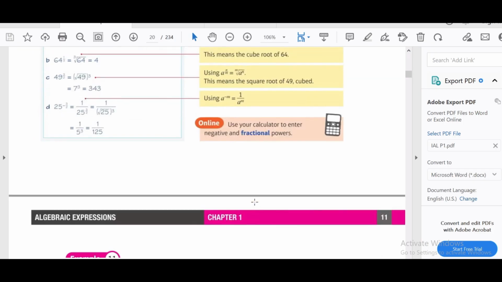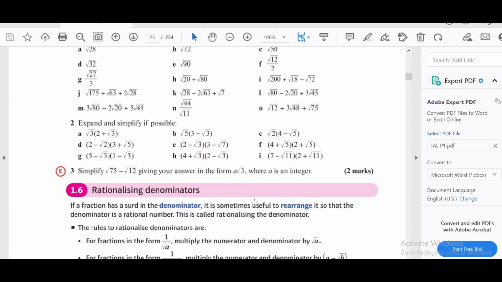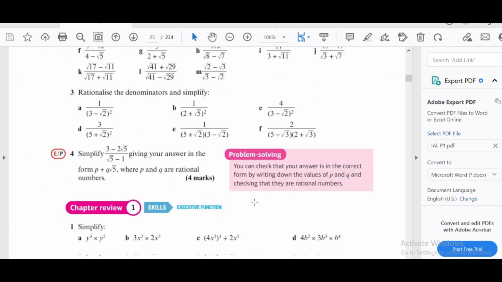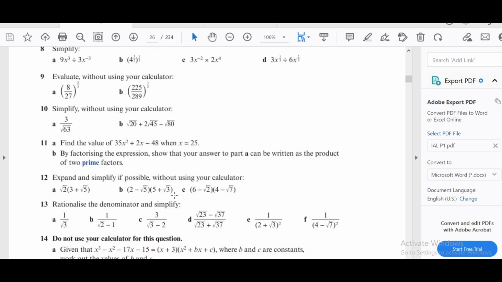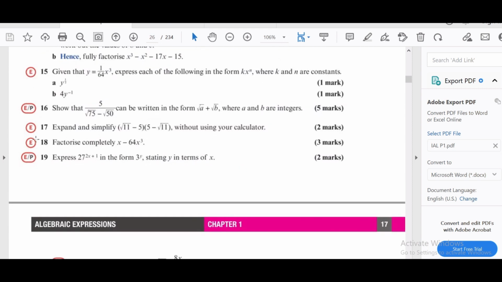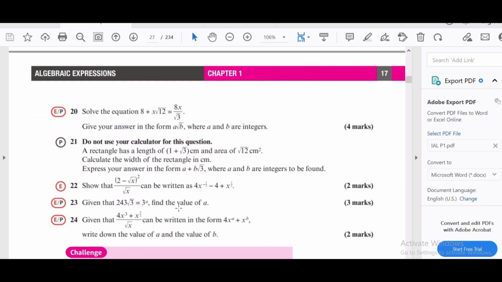And then at the end of the chapter, if you finish all the topics, all the exercises, you will have a chapter review at the end of every chapter, which is a combination of the questions from all the topics. Here also you will see exam style questions. These questions are very important.